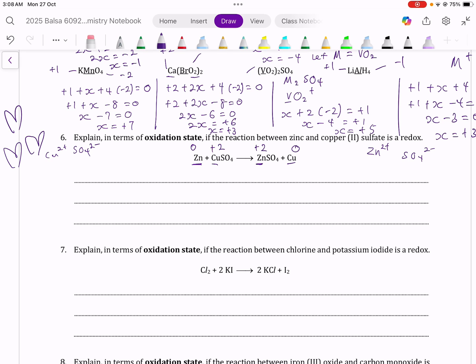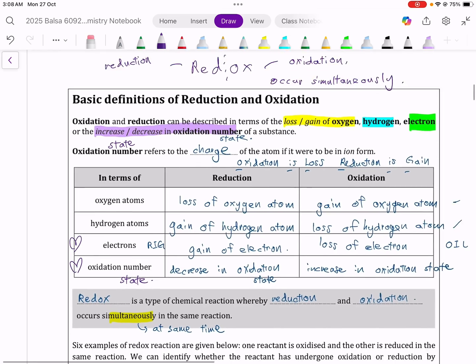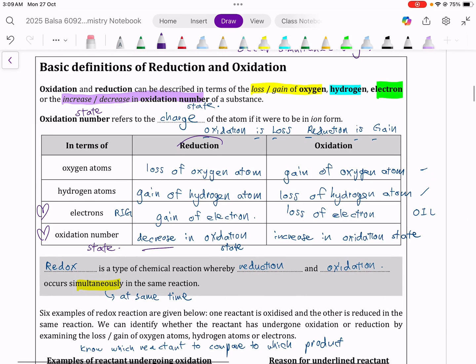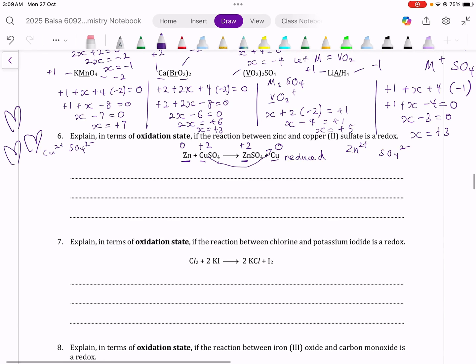Now what you can see is that this one is reduced. A decrease in oxidation state means you are reduced. If you look back down here, decrease in oxidation state is reduced, increase in oxidation state is oxidized. Now this one down here, what you can see is that, oh no, wrongly, this one. This one is an increase in oxidation state, so it's oxidized.